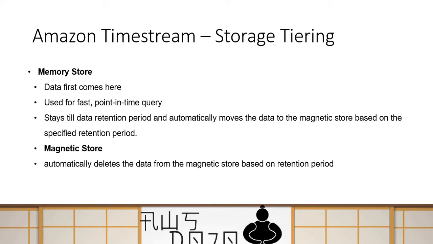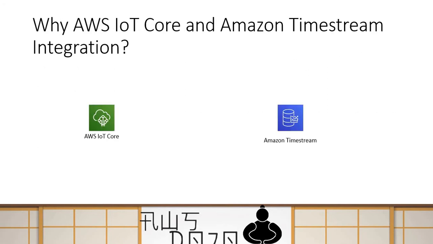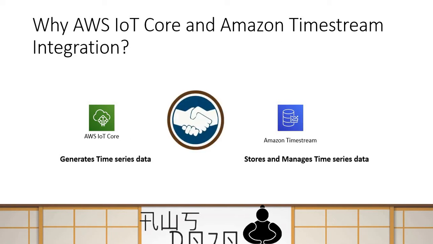Okay. So, having understood the storage tiering, why are we talking about Amazon Timestream and IoT Core integration? Why are we talking here, and why a topic on this? The reason is pretty simple, guys. IoT Core or IoT devices, they generate time series data, and Amazon Timestream stores and manages time series data. So one is the generator, the other is the store or management service. And that's why they need to handshake. They need to come together.